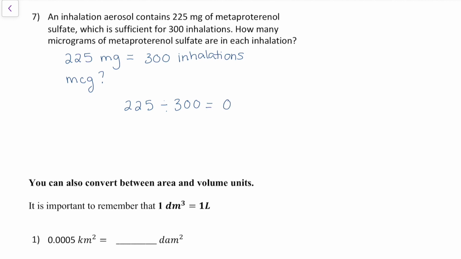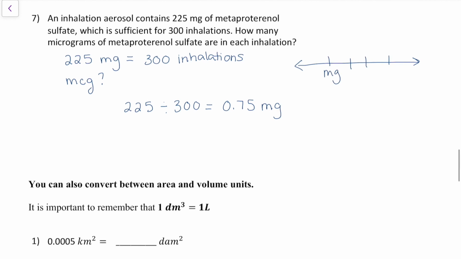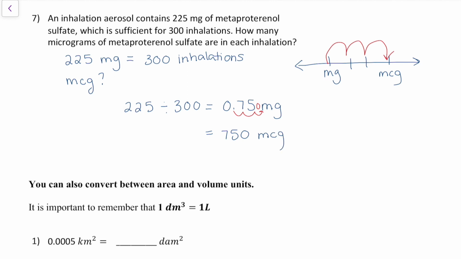And I get 0.75 milligrams. And we want to know what is that in micrograms. So if I look at my scale, I have milligrams and then 2 spots before my micrograms. And so I need to go 1, 2, 3 jumps to get there. So 1, 2, 3 jumps is 750 micrograms.